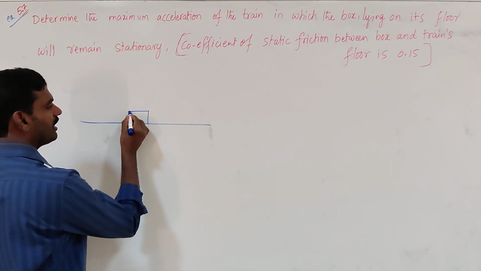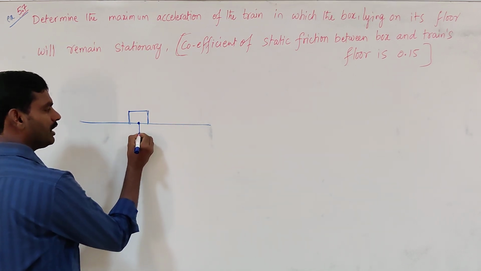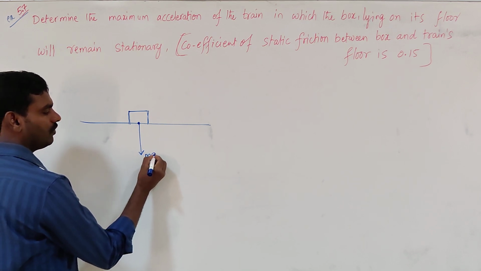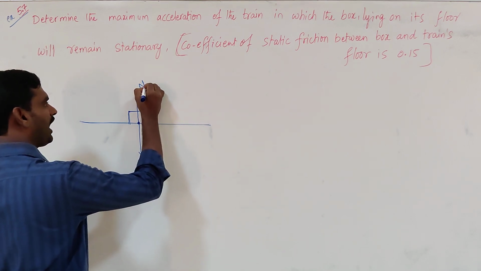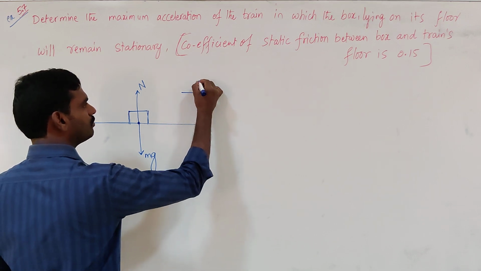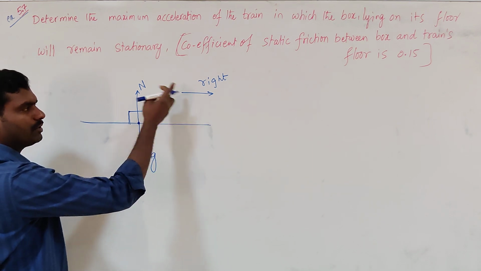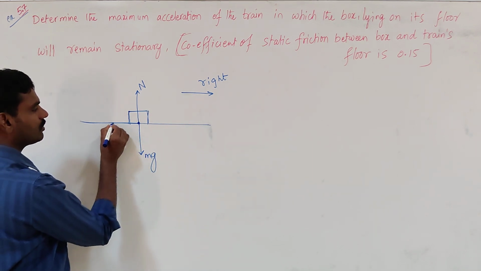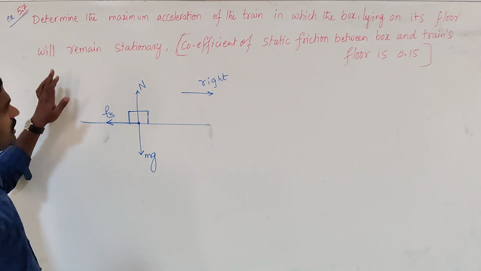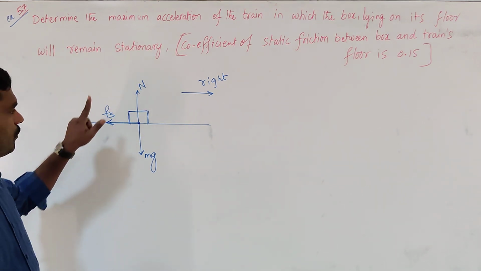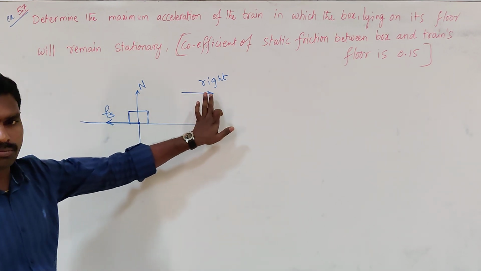When the box is lying on the train's floor, what are the forces acting on it? We need to draw a free body diagram. One is the gravitational force, mg, acting downwards, and another one is the normal force. Consider the train is moving to the right. The frictional force acts opposite to the train motion. What is that frictional force? Here the body is still stationary, so the frictional force is the static frictional force, which acts opposite to the motion of the train.